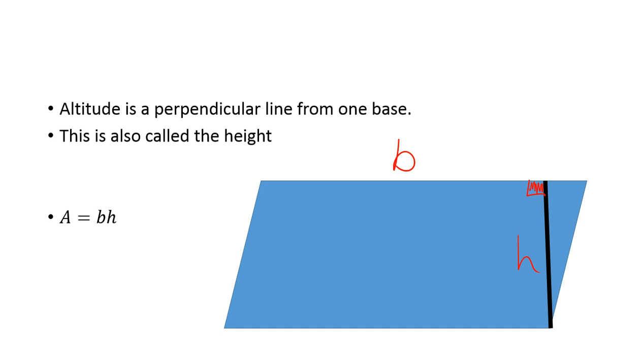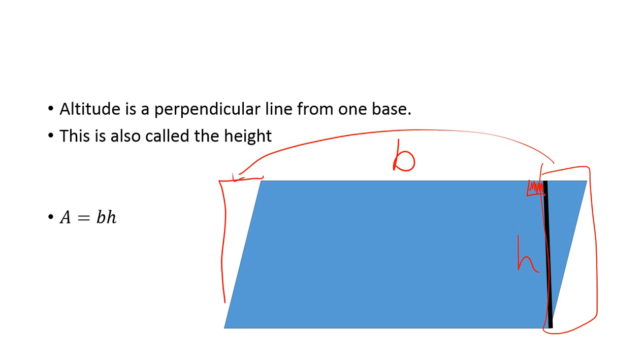So that's what it is for our area of a parallelogram. And the reason is because if we took this triangle that's formed right here and we slide it to the other side, we end up with a nice rectangle. And how do we find the area of a rectangle? It's base times height. So it's the exact same thing.